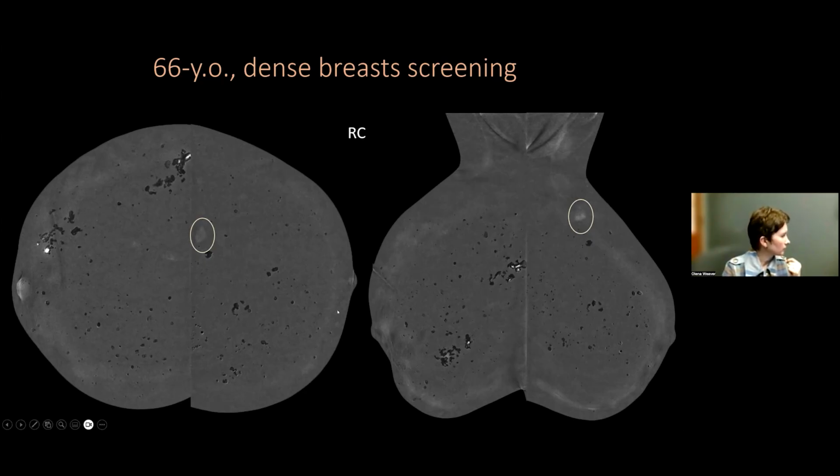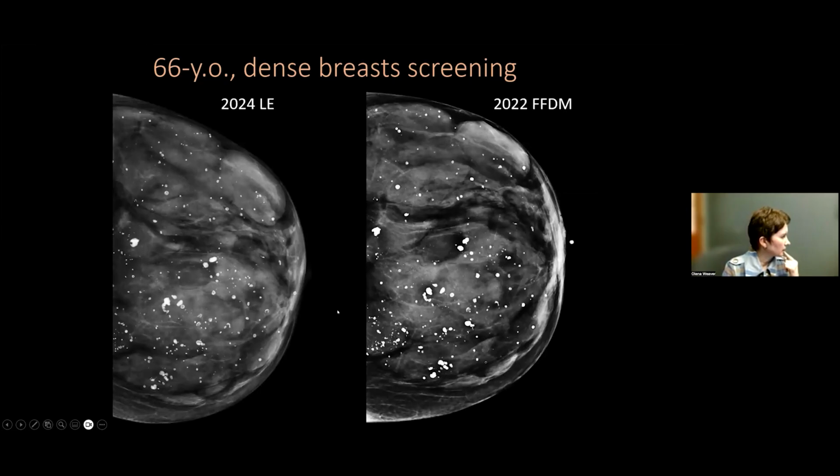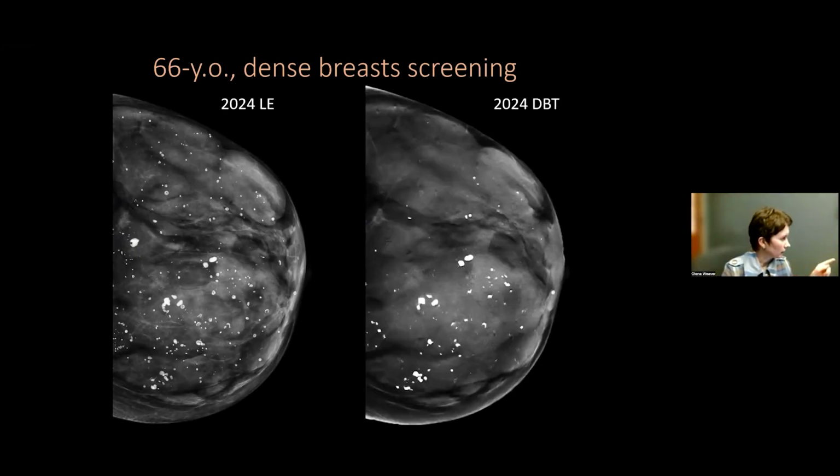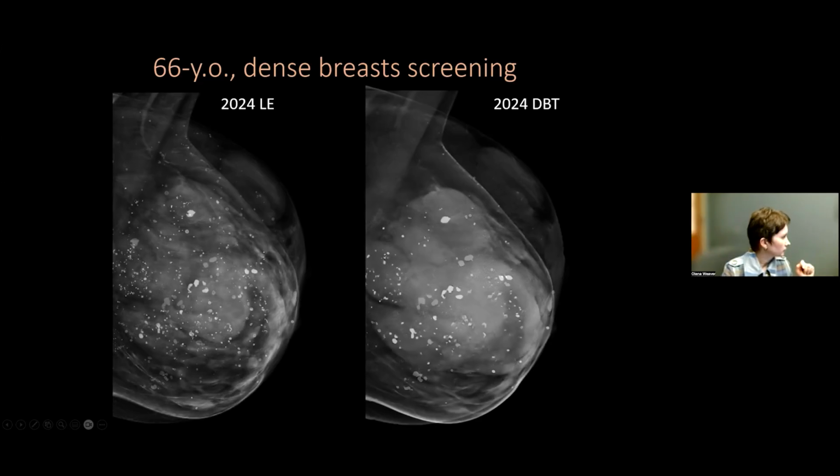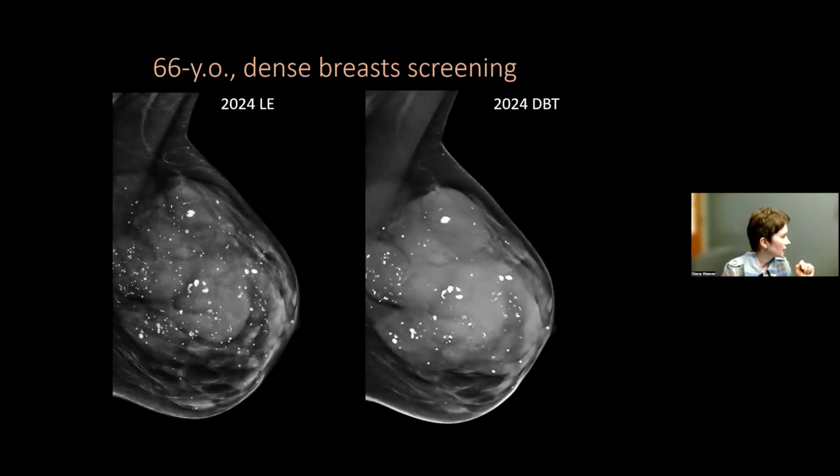And the interesting part is that when you look back on a low energy image, you can kind of see that there is something there, but when you have so many distractors, so many masses and asymmetries, plus when you're looking back at a couple years earlier, there was something there before, so it's very easy to dismiss it as something stable. And on DBT, which happened to have a slice there, you already start seeing that this is actually a spiculated mass. So this is the MLO view of the same breast.